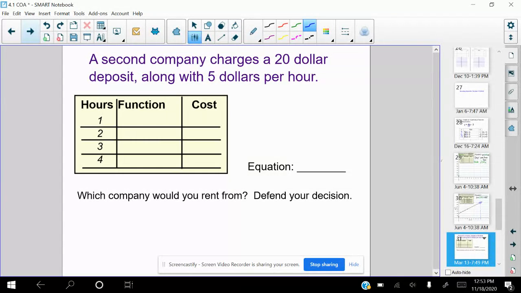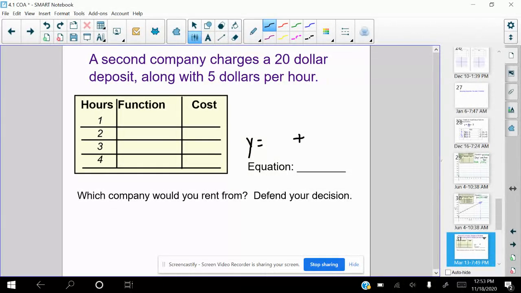Let's say a second company charges a $20 deposit along with $5 per hour. So their deposit's a bit less, but they cost a little bit more of an hourly fee. So let's first create an equation. We know it's going to be y is equal to, and we need to figure out how much it is per hour and how much each deposit is.